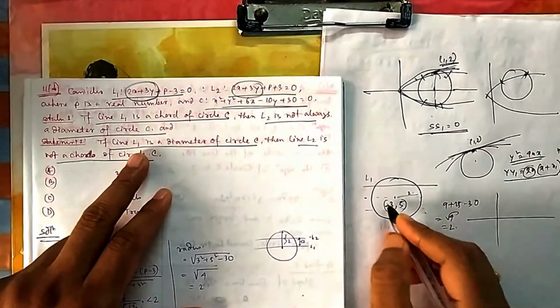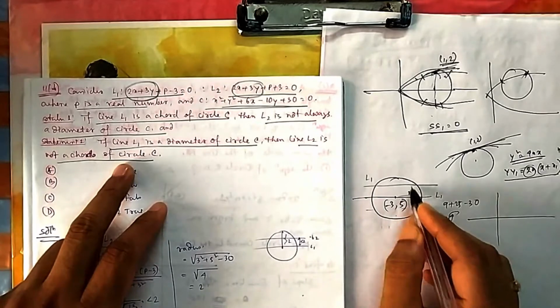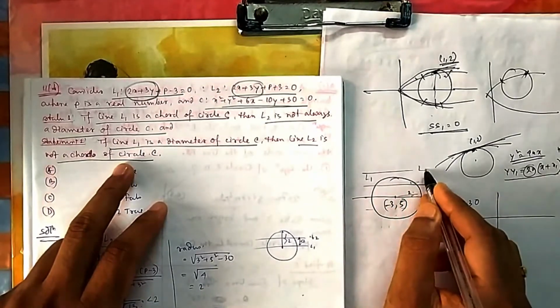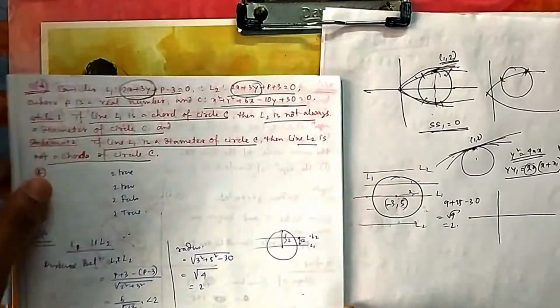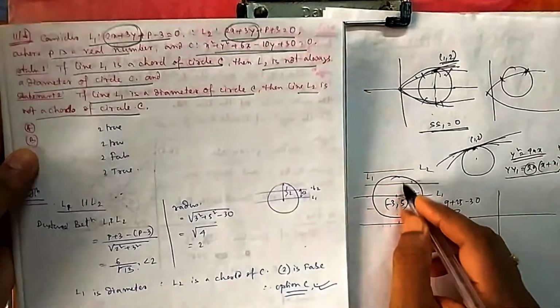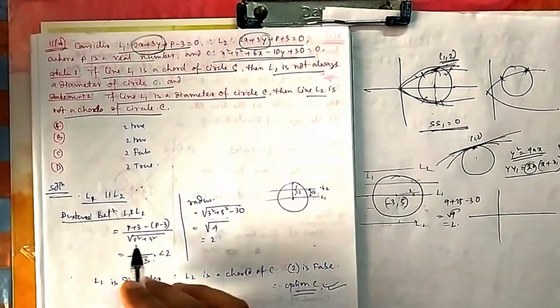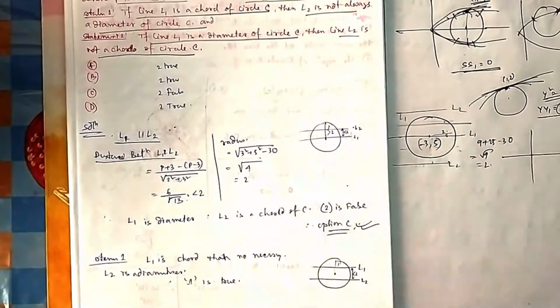Then you can see the second statement. If L1 is the diameter, then L2 is not a chord. Then the distance between these two, if it is less than 2, then it will be a chord. Otherwise L2 will be outside. So let us see the distance between these two lines. From that we can see if one is diameter, the other can be a chord or not. Because they are parallel lines, how to find the distance? It was (C1 minus C2) by root of a square plus b square, from the straight line concept.